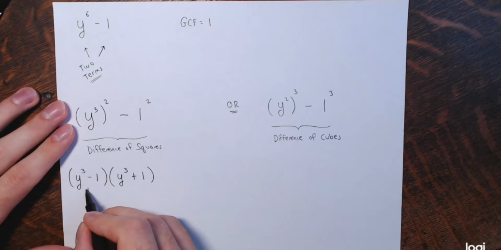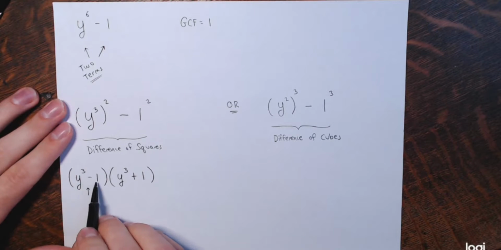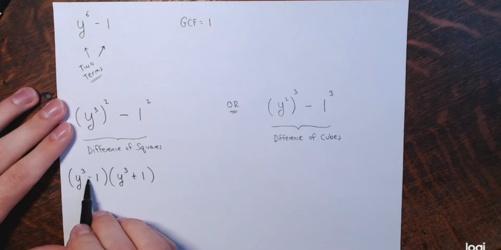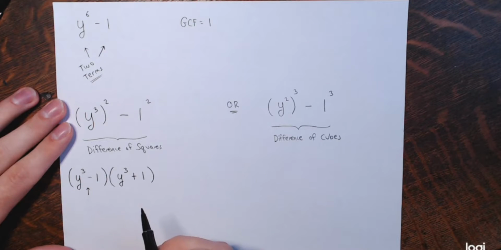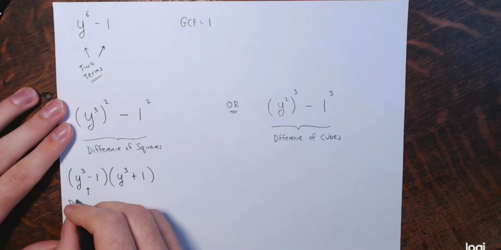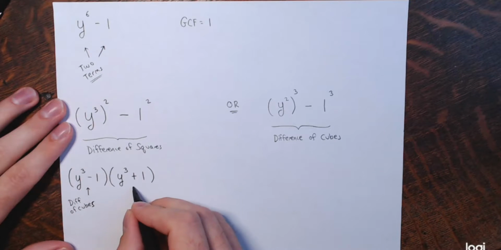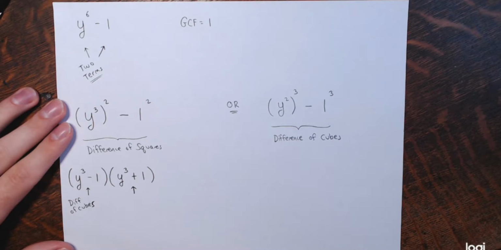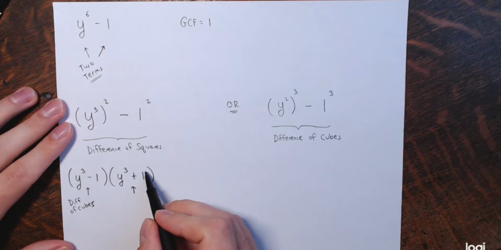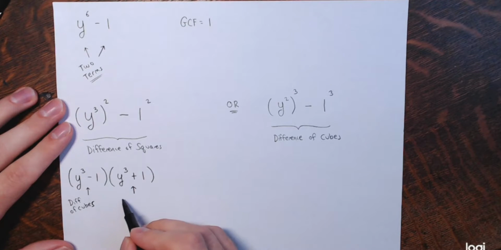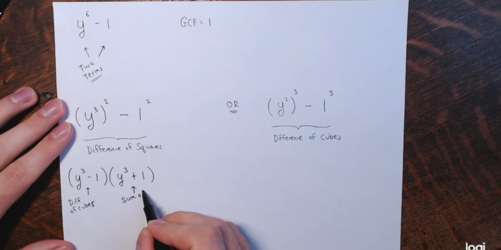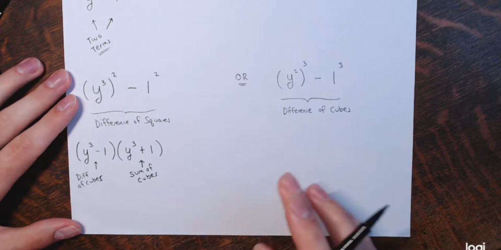Then this factor here, y cubed minus 1, that's y cubed minus 1 cubed. Alright, 1 cubed is 1. So this is a difference of cubes. And then this second factor, y cubed plus 1, well, that's the same thing as y cubed plus 1 cubed, right? 1 cubed is 1. So this is also factorable. This is a sum of cubes. And again, I'll leave the formulas to you to look up.